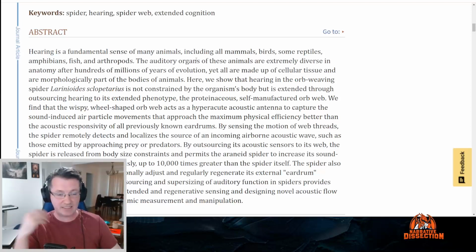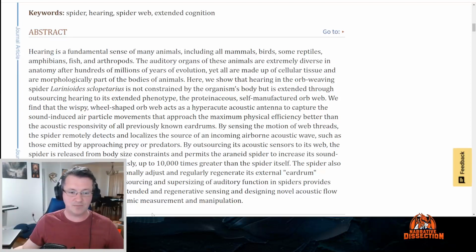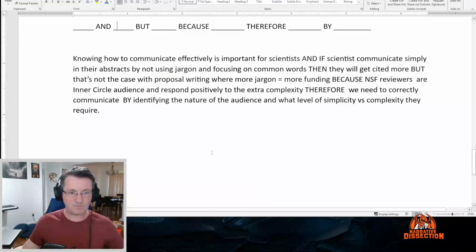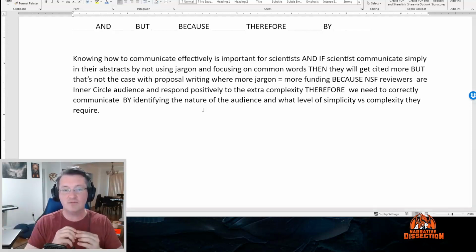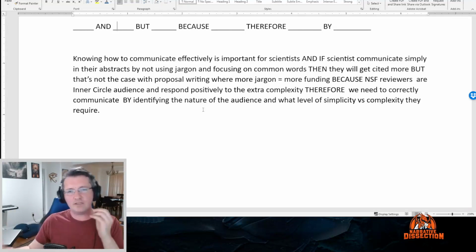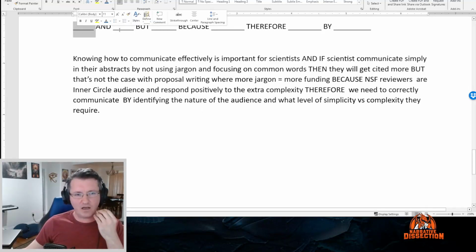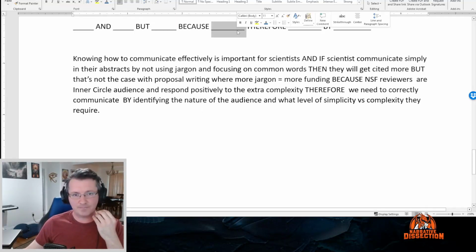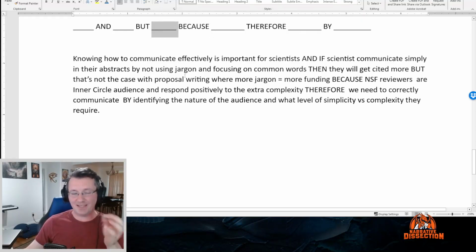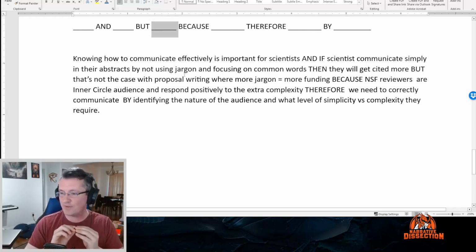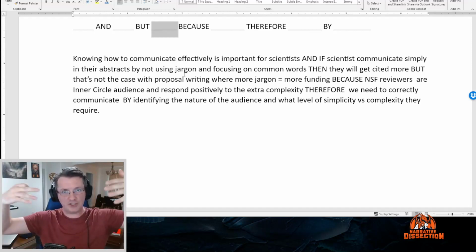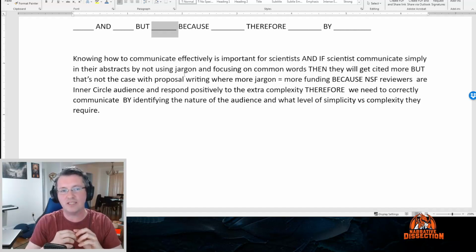So I sat down and I was like, you know what? Let's just make all the blanks. Let's just do a blank and blank, but blank because blank, therefore blank by blank, and see how much of this I can fill in. And lo and behold, I was able to fill basically all of it in, except for the but. But once I had all of it filled in except for the but, I was able to logically piece together what that but probably is.